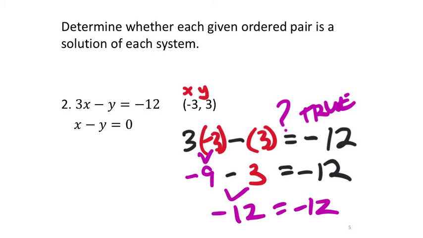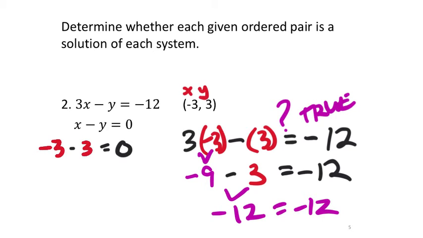Now, hopefully, we have more persistence than to just be like, hey, that was super fun. And it was. It made me feel good inside that it was true. But we got to check the second one, right? x minus y equals 0. Now, if by chance we found that this one was false, we're done, and we say that's not the solution, okay? Automatic. It doesn't matter if it's on this line or not. But I do x minus y, and I replace the x with negative 3 and the y value with 3.